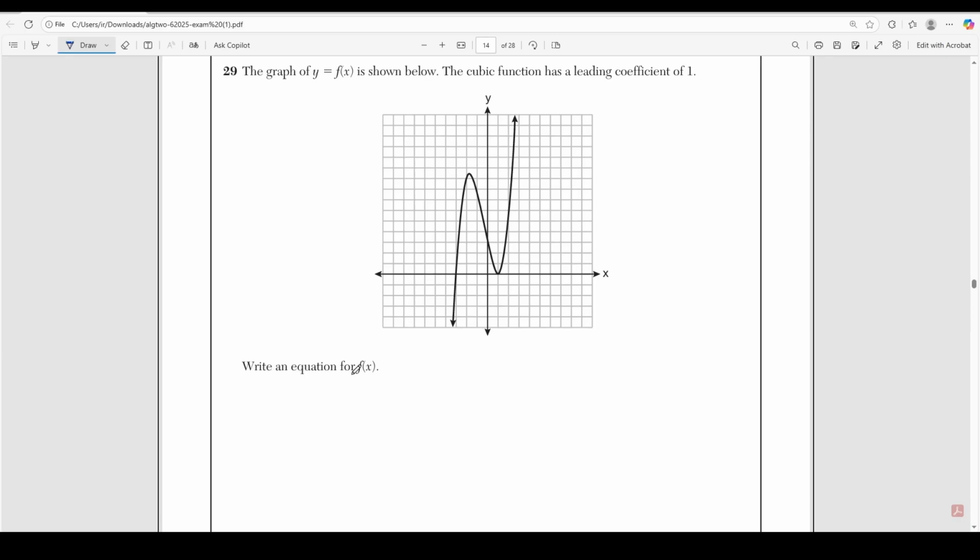Write an equation for f of x. So here's the trick. This is easier than you think it is. First of all, we know that the leading coefficient is 1, and I'll get into that later. But also, we can always rewrite an equation in terms of its zeros. So in this case, we just need to focus on the zeros.